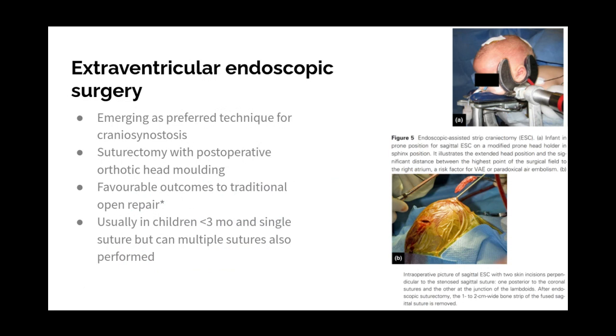patient is placed in the prone position in between headrests, and then two skin incisions are made kind of perpendicular to the suture line. The endoscope is inserted, and basically a strip of the bone at the level of the suture that's preventing the cranial vault cavity from expanding is just removed in a little strip. And this is all done endoscopically. And so far, the outcomes have been relatively favorable compared to the open repair.